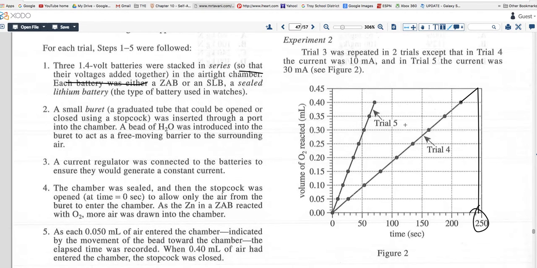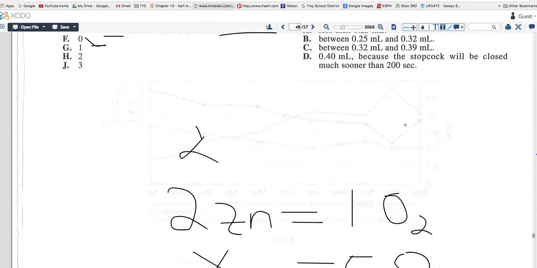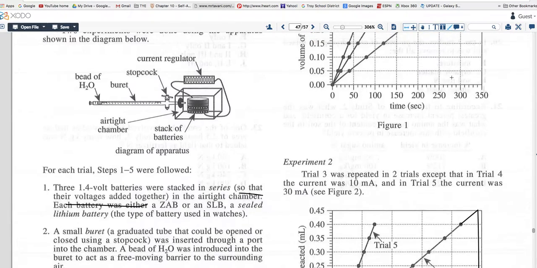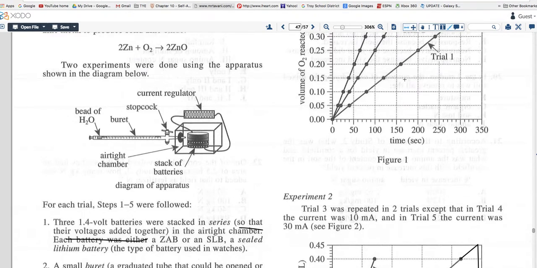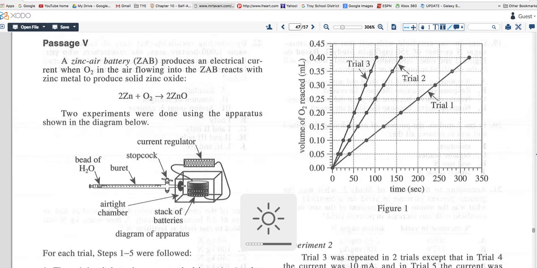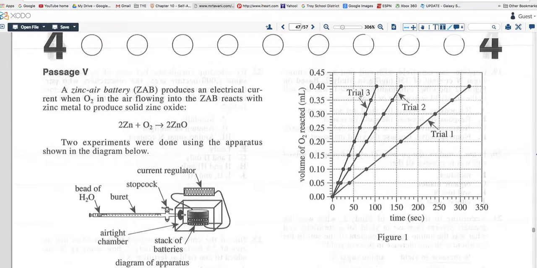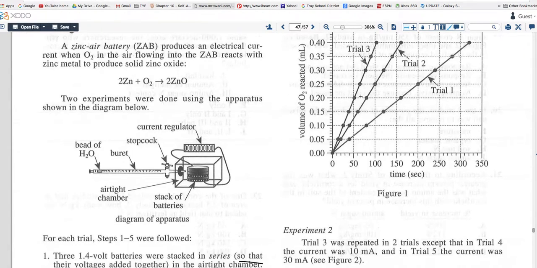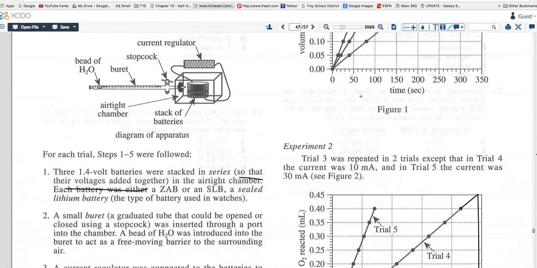Okay, sorry, Kritika, I interrupted you. All right, start over from the very beginning for this question. Okay, it says in trial 1 it is repeated except the current is 10 milliamps. In trial 1, it was actually 20 milliamps. So if you go to the trial 1 graph, at like 325 or so seconds, it says it was 0.4 milliliters of oxygen. And so since it's 20 and 10, you just divide it by 2, and then you get 0.2 milliliters of oxygen. And so I said it was less than 0.25. Good.